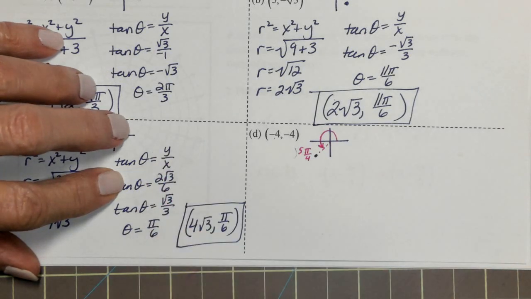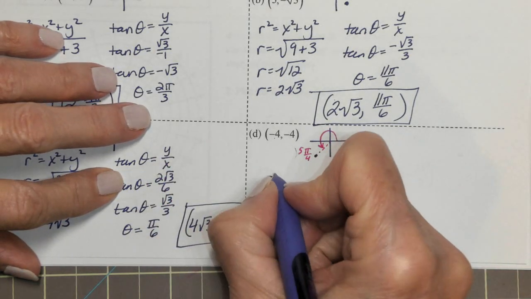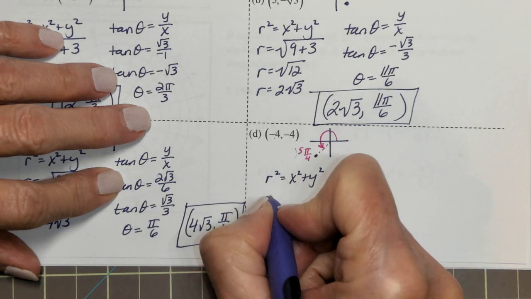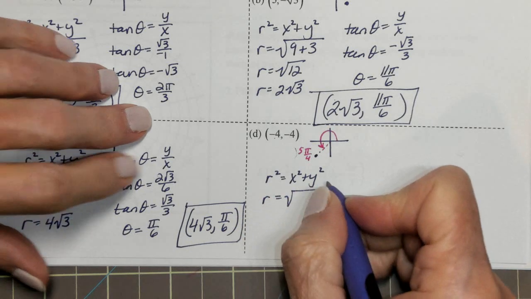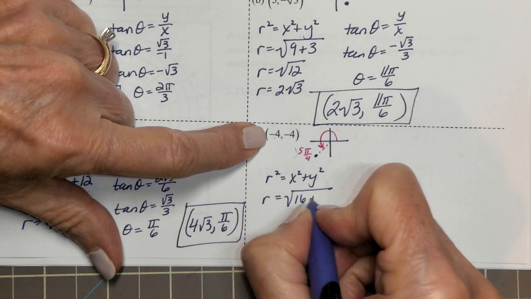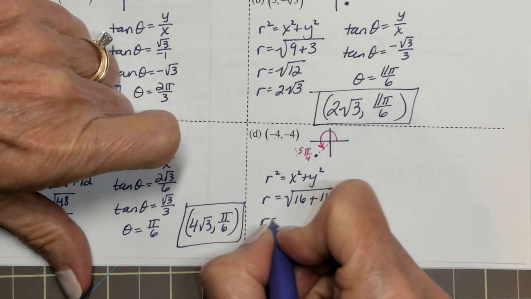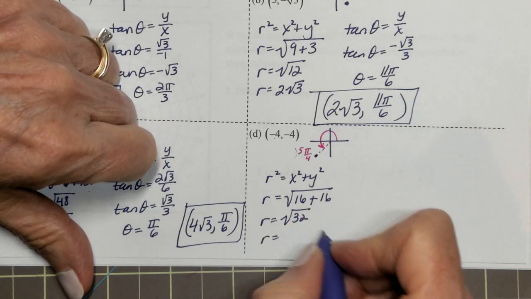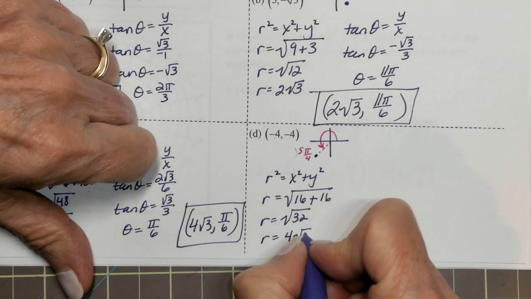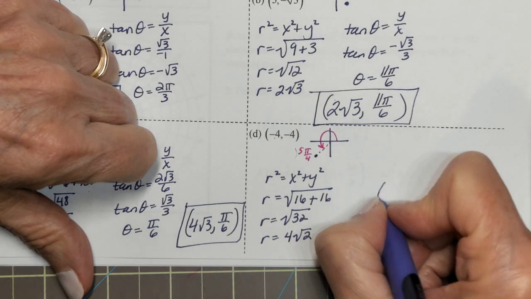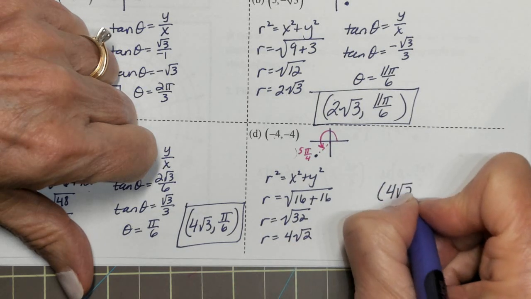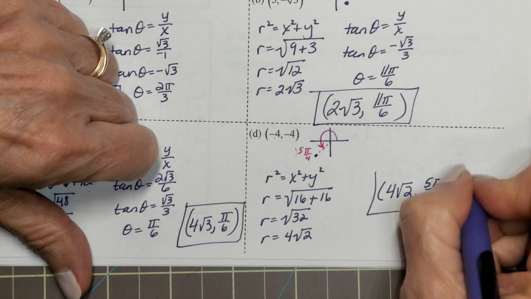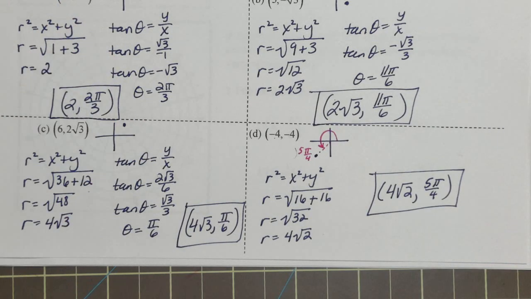We do, however, have to find r. So r squared is x squared plus y squared. R is the square root of 16 plus 16. That's the square root of 32. Of course, there's a 16 in there. That would be 4 square root of 2. So polar form, 4 square root of 2, 5 pi over 4. That's one way to write it.